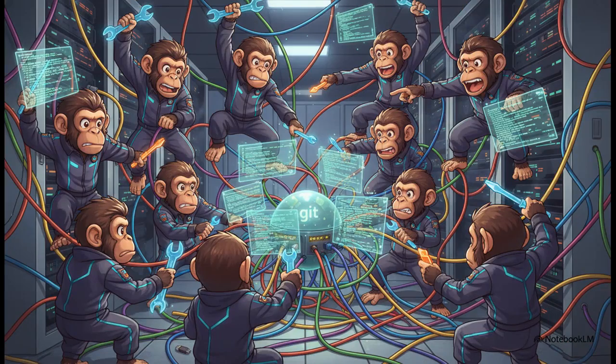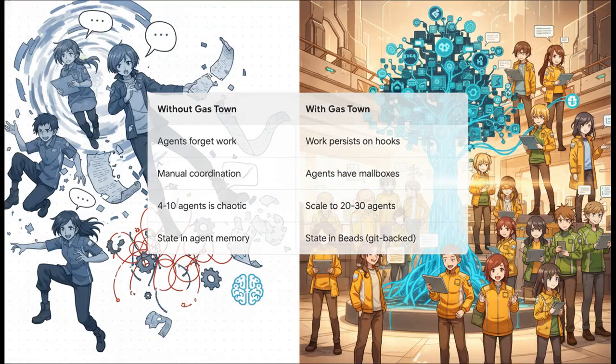And Yegge, with his typical flair, frames the challenge perfectly. Think about it. Without some kind of system, having dozens of AIs all trying to merge code into the same repository, it just becomes pure chaos, a monkey knife fight. So the real question is, how do you turn all that chaotic energy into something productive? And I mean, just look at this. The difference is really night and day.